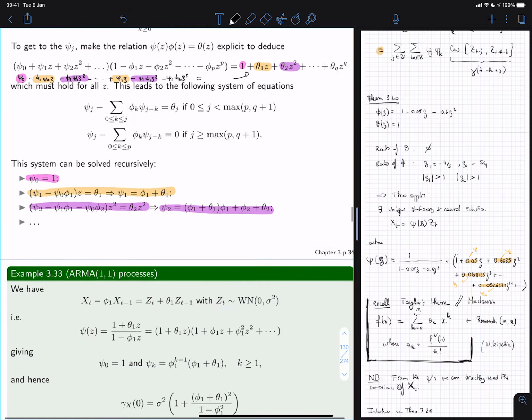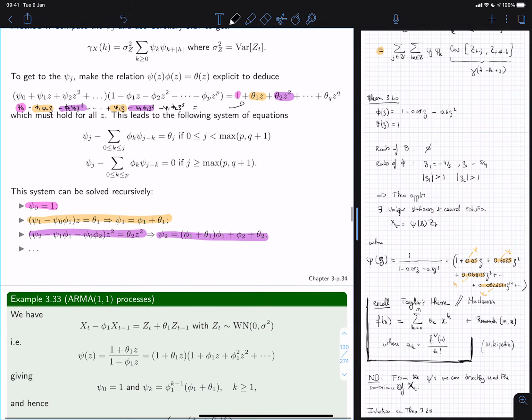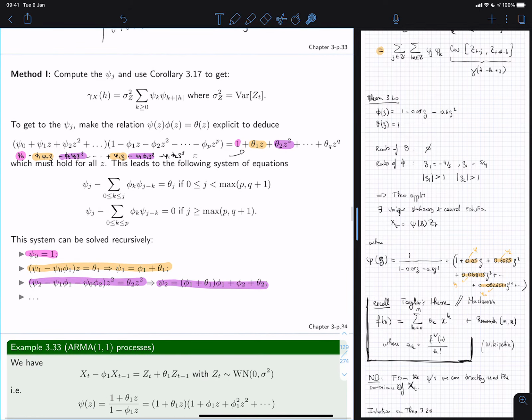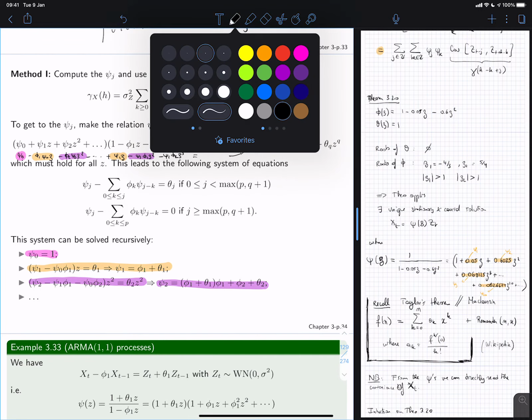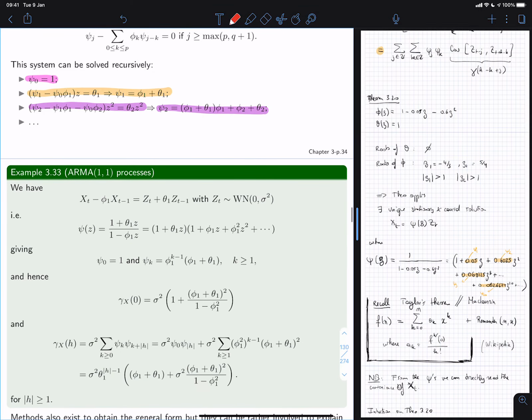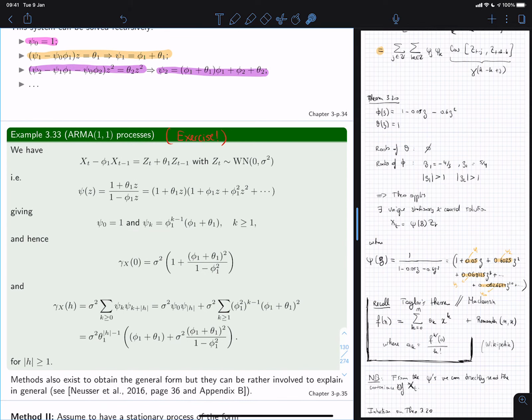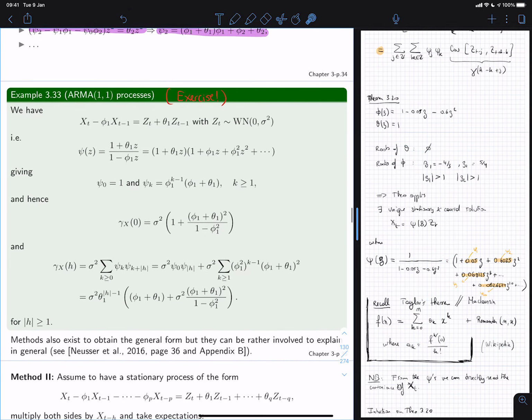Well, you can do this, and you can obtain the coefficients. And this, I mean, I'm not going to do it with you. You have to do it by yourselves. It's a very worthwhile exercise. Get the coefficients of the series expansion of the covariance of an ARMA 1-1 process.